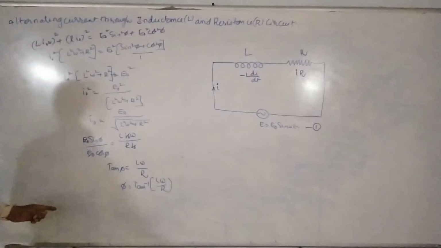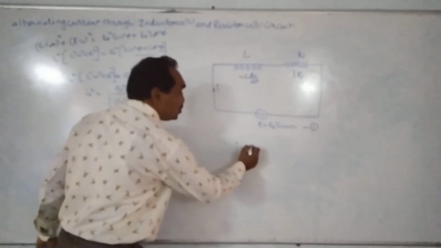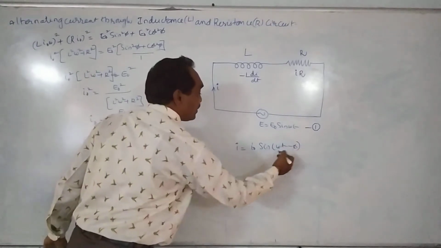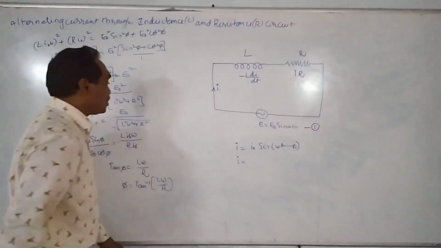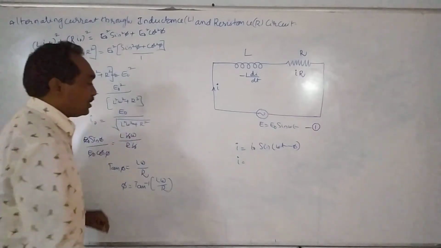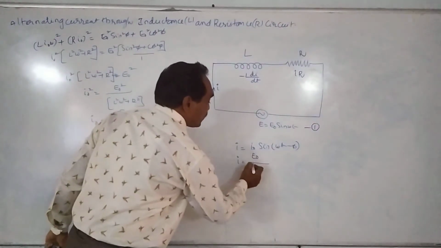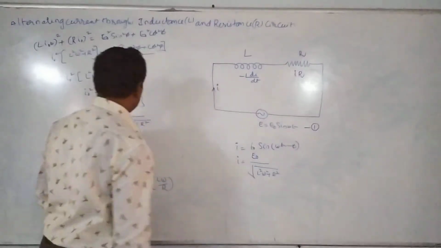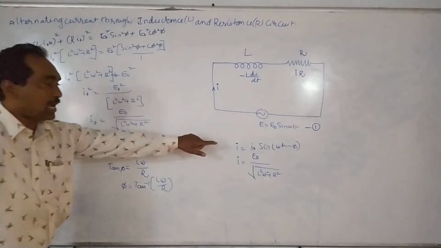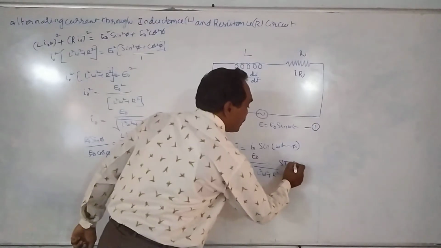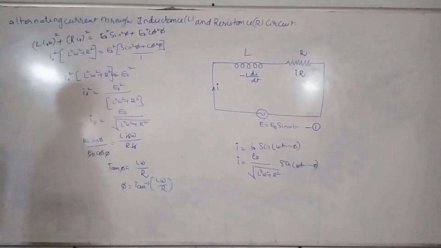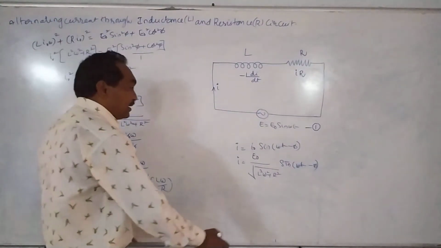Now, what is the current? Current I is equal to I₀ sin(ωt − φ). What is the value of I₀? E₀ by the square root of (L²ω² + R²), times sin(ωt − φ), where of course the φ value is tan⁻¹(Lω/R). So this is the required equation.